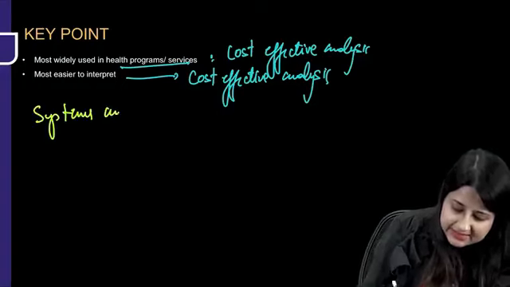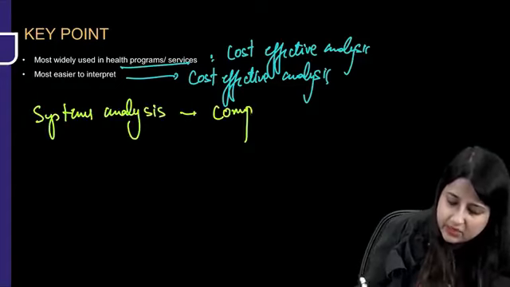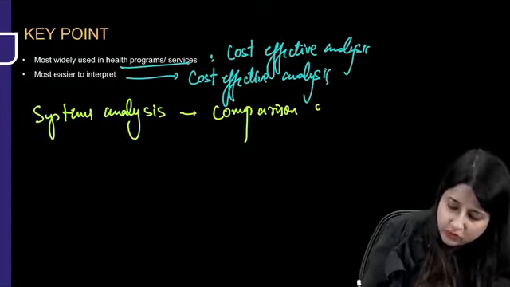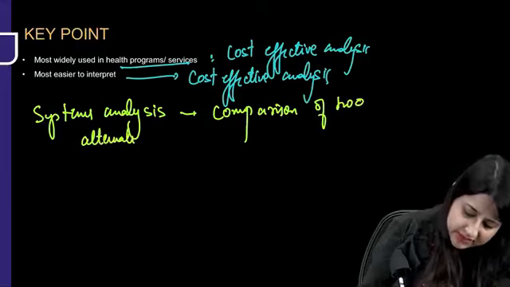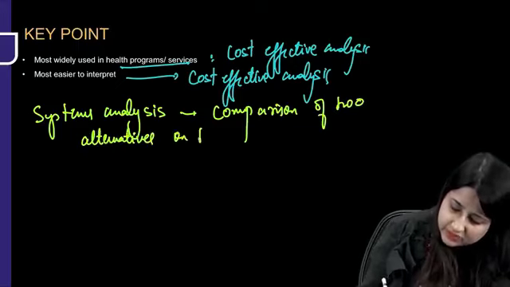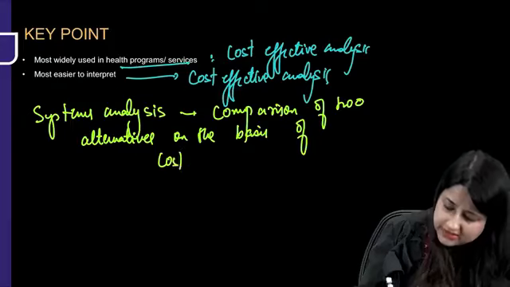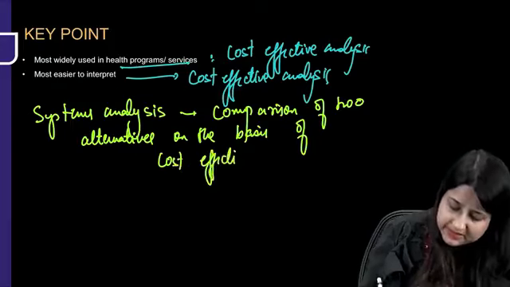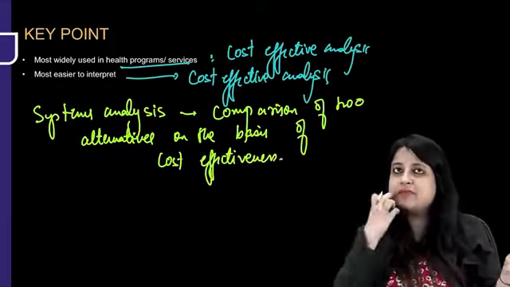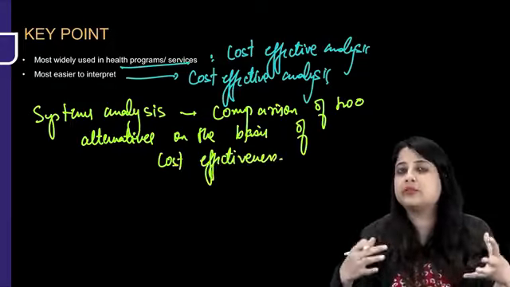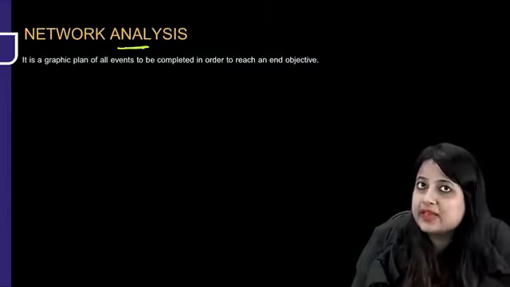Please remember, in systems analysis, okay, we compare two alternatives on the basis of what? On the basis of their cost effectiveness, okay. Like we have a CBNAAT available and we have a sputum test, so which is better? We compare on the basis of cost effectiveness. Network analysis is again expected, okay.